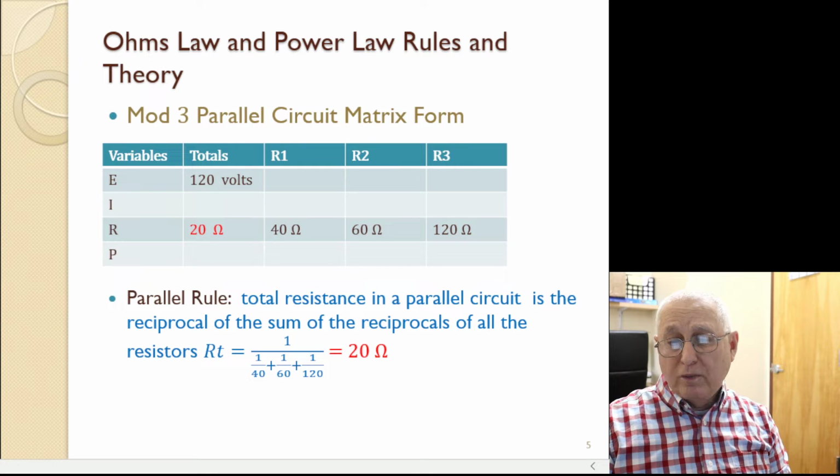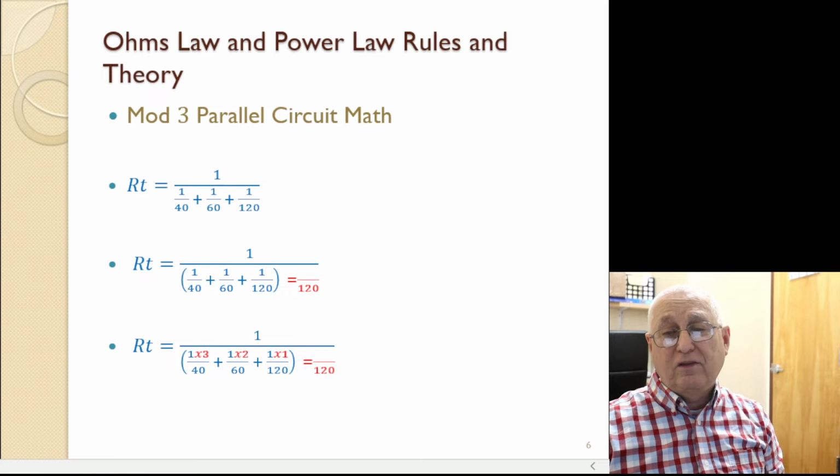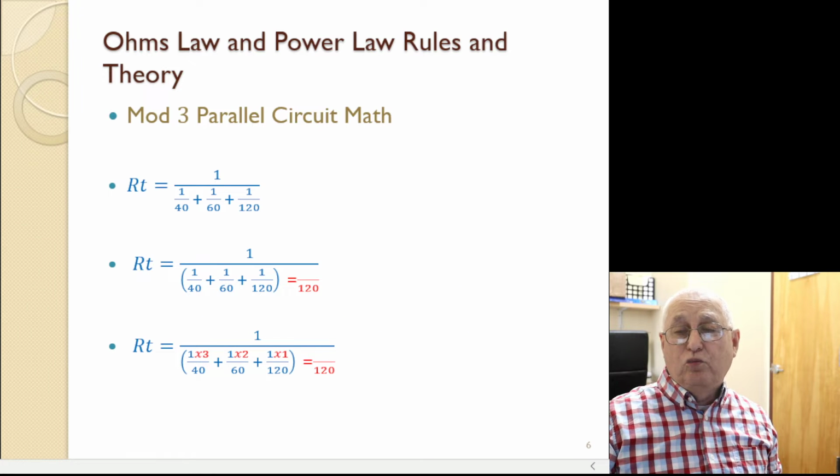Here's that formula, and it gives us 20 ohms of resistance. Looking at the formula again, this is 1 over 40 plus 1 over 60 plus 1 over 120. So now we're going to look at just the sum of the reciprocals, not the reciprocal of the sum of the reciprocals. 1/40th plus 1/60th plus 1/120th.